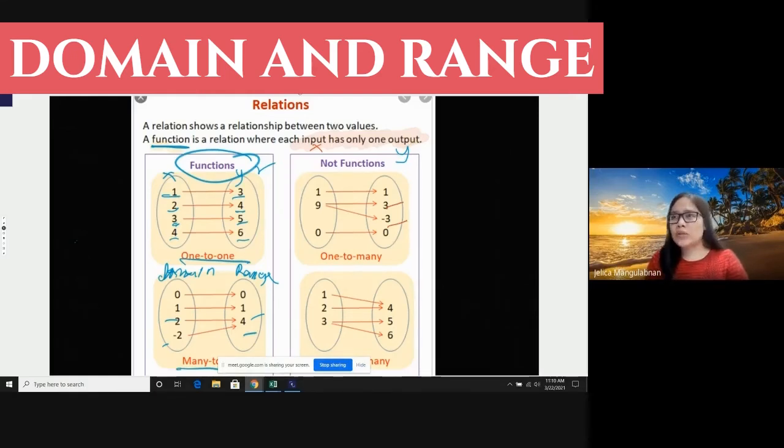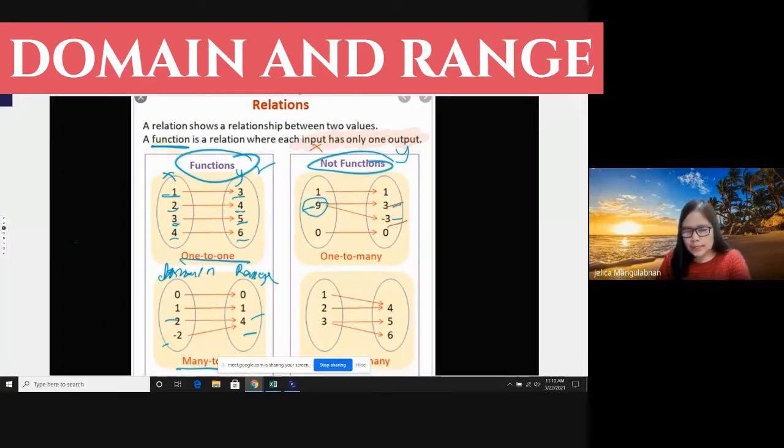How about those non-functions? We have a given example on the right side of your screen. 1 corresponds to 1, 9 corresponds to 3, and negative 3. So we use positive 9 twice, for positive 3 and negative 3. That is why it is not considered a function. Take note of that.